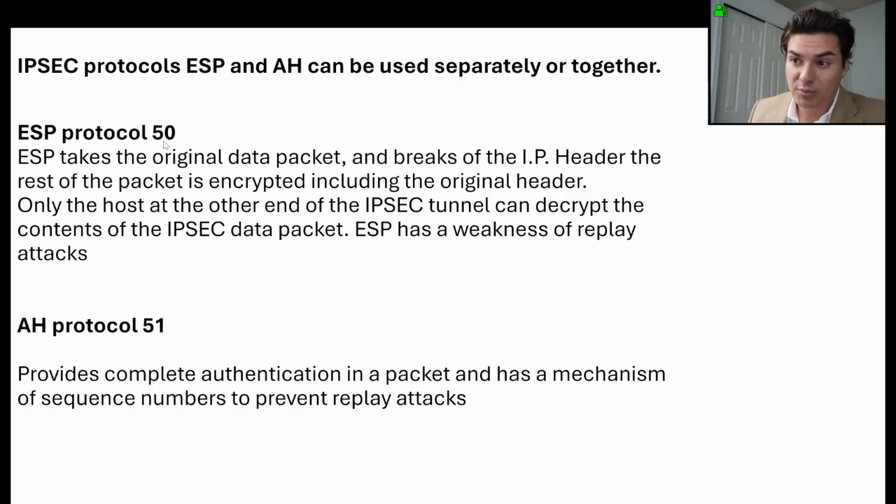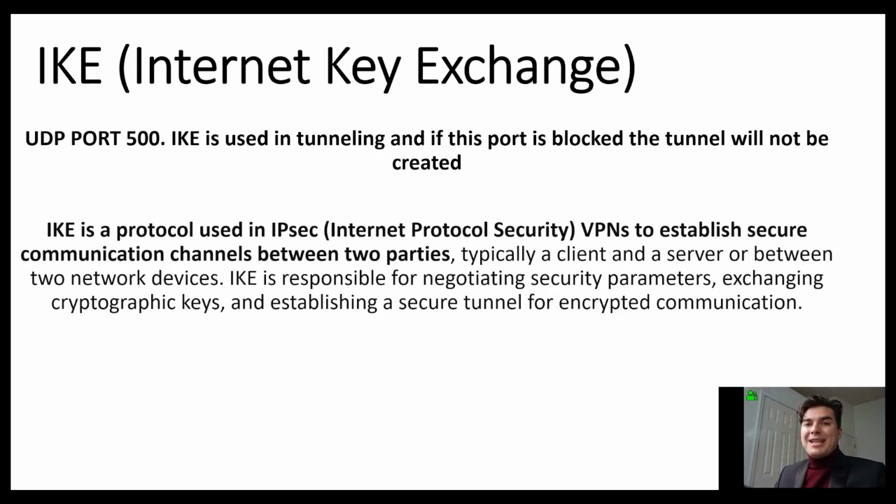Now the ESP works on protocol 50, and only the host at the other end of the IPsec tunnel can decrypt the contents of the data packet. ESP does have a weakness of replay attacks, and then the AH, or the authentication header protocol, is on protocol 51, and that provides complete authentication in a packet and has a mechanism of sequence numbers to prevent replay attacks.